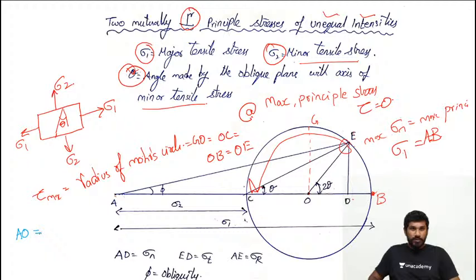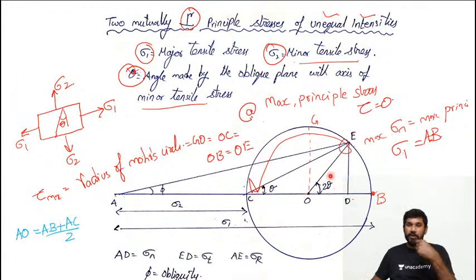AO is equal to AB plus AC by 2, that is two extreme ends. AB is the extreme end of this Mohr circle, AC is the left extreme end of the Mohr circle. So you have to take the two extreme ends. So AB plus AC divided by 2, right? This is for two mutually perpendicular principal stresses of unequal intensities and like stresses, right? Okay, so you would get the answer here.